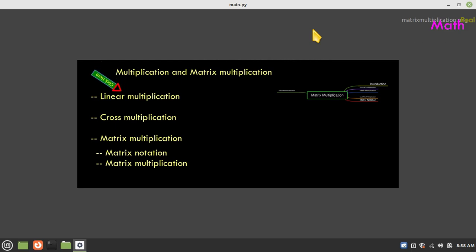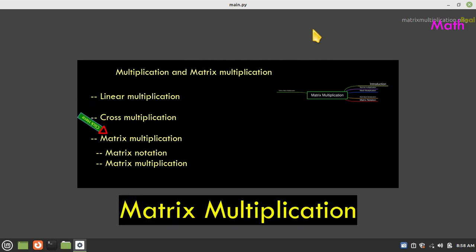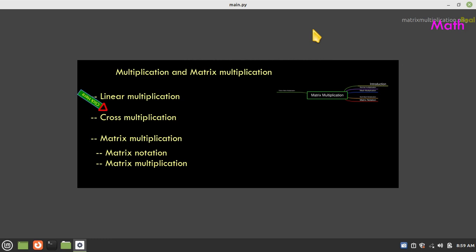In the introduction we'll see the linear multiplication and cross multiplication. Then finally it will come to matrix. We'll see what matrix notation is and then multiplication. So the idea, that is kind of honing, is cross multiplication.